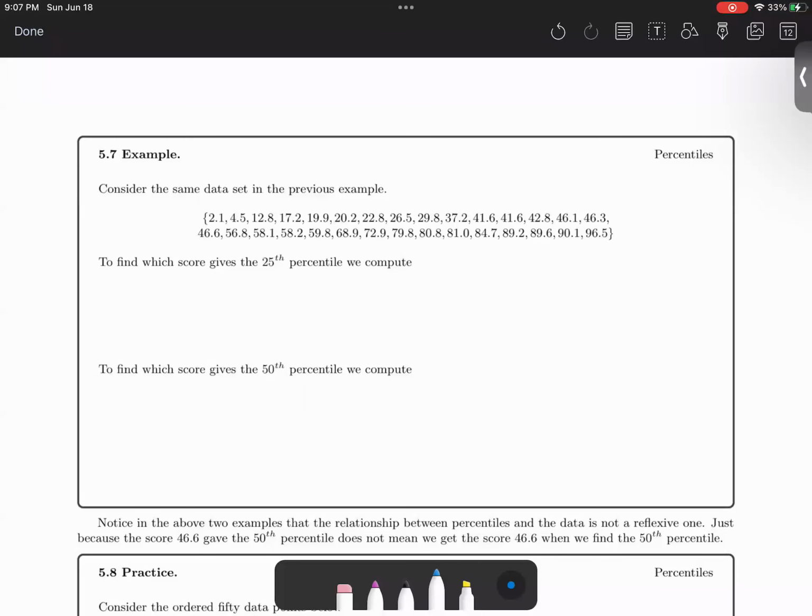All right, from the same data from the previous example, we have the scores of 30 students on a statistics exam. We're now going to ask, what is the score that gives me the 25th percentile? So what score has 25% of students scoring less than it? So we ask ourselves the same percentile equation.